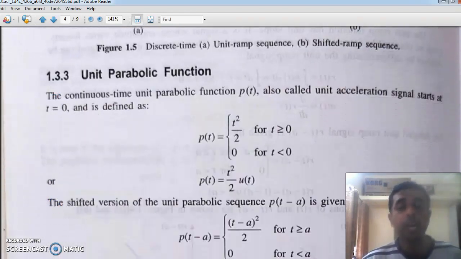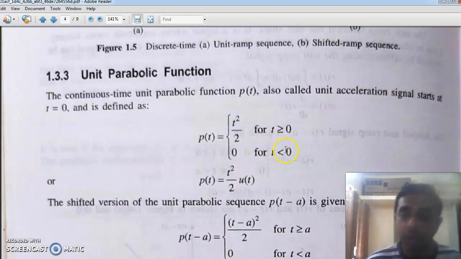This is the analog parabolic function p of t. It is defined as t square by 2 for t greater than or equal to 0. Again it is a right-sided signal: for t greater than or equal to 0 the value exists, otherwise it is 0. How can you ensure this? You have to multiply the signal t square by 2 by u of t. So p of t is t square by 2 multiplied by u of t. U of t takes care of this portion.